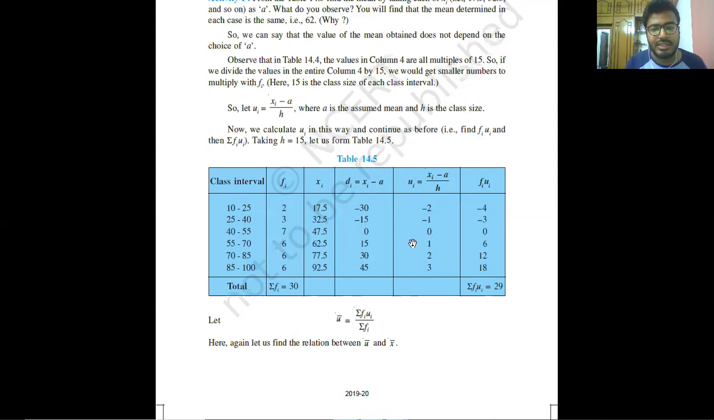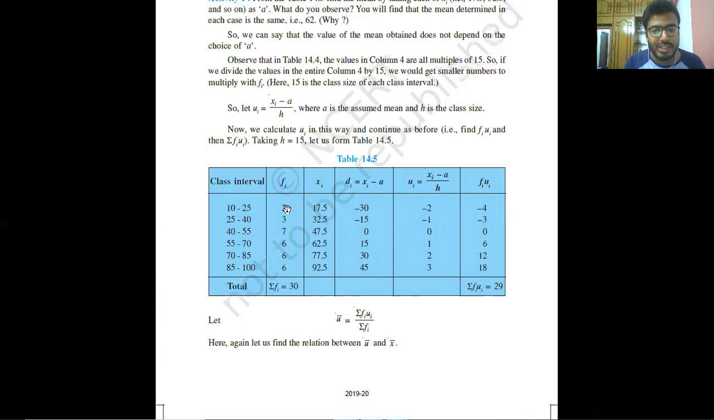Okay, so in that, first here at 47.5 you have to write 0, and above that what to write? -1, -2, and below that what to write? 1, 2, 3. Hope you understood how this -1, -2 came. Now next is what? In the first it was fi xi, in the second it was fi di, and in the third also what will come? fi ui. Okay, this is the step deviation method, fi ui.